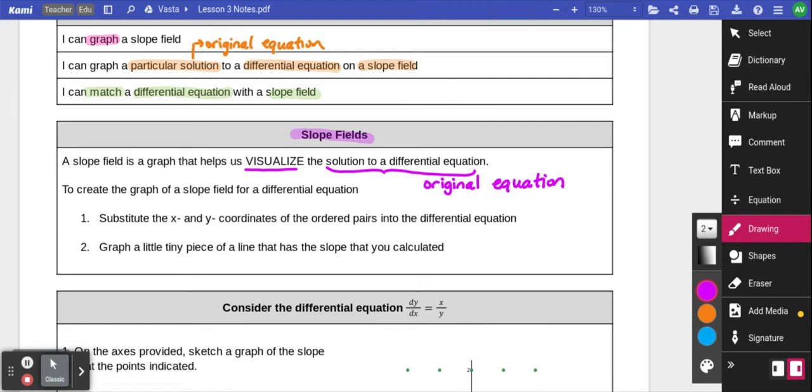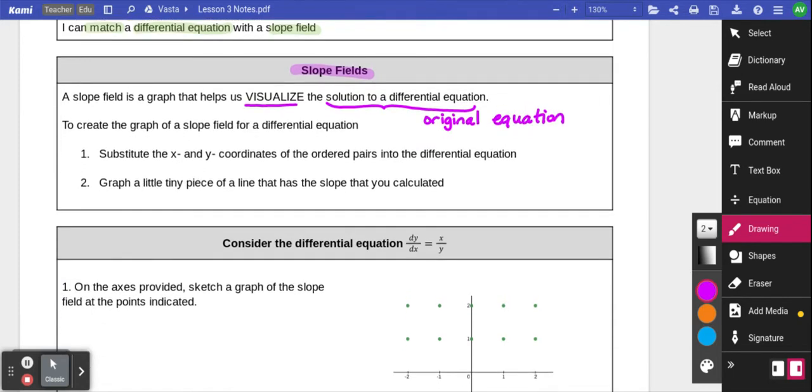Here's how we make a slope field. There are 2 steps. Number 1, we're going to substitute in x and y coordinates of ordered pairs into the differential equation. Now remember, the differential equation tells us the slope of the graph. So when we plug in our x's and our y's, it tells us what the slope of the graph would be at that point. Then we're going to graph a little tiny piece of a line that has the slope that you calculated in step 1.